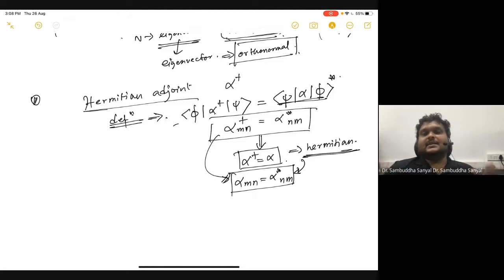So operationally it means if I give you a matrix, you take the conjugate of each entry and then do a transpose. Now if the new matrix you get is identical to the original matrix, it's a Hermitian matrix. This is the definition. Now Hermitian matrices have some desirable properties which we want in our quantum mechanical systems, or our physical system. That is why we are discussing this.